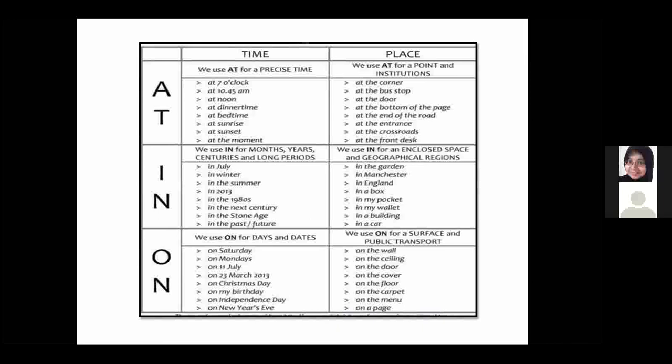Surface means, I have explained to you in the previous activity. On the wall, wall is a surface. On the ceiling, on the door, on the cover, on the floor, on the carpet, on the menu, on the page. So I think now you have got a clear idea about these three prepositions we use for the time and the place: at, in, on.